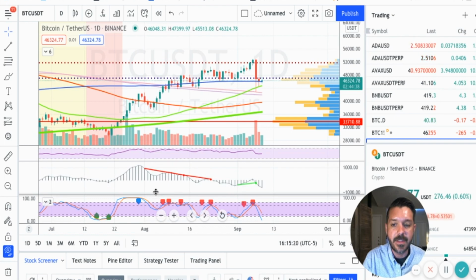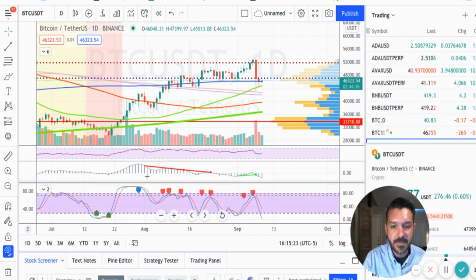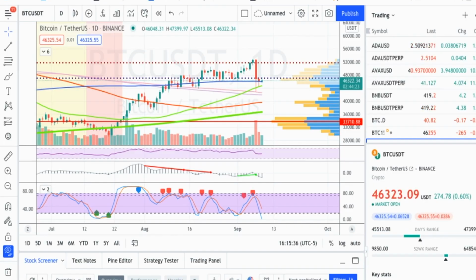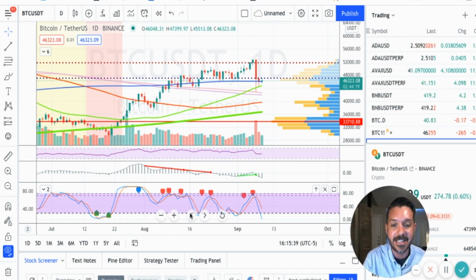And then finally, we have the Stoch RSI here. This is a different calculation of the RSI. And again, you can go to Investopedia and read all about this. I'm not going to be able to explain it to any worthiness. However, I do know how to use it pretty well as an indicator.